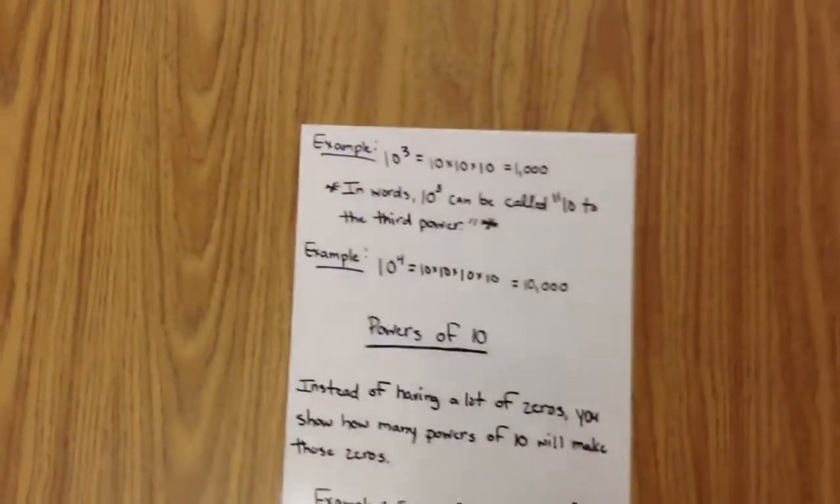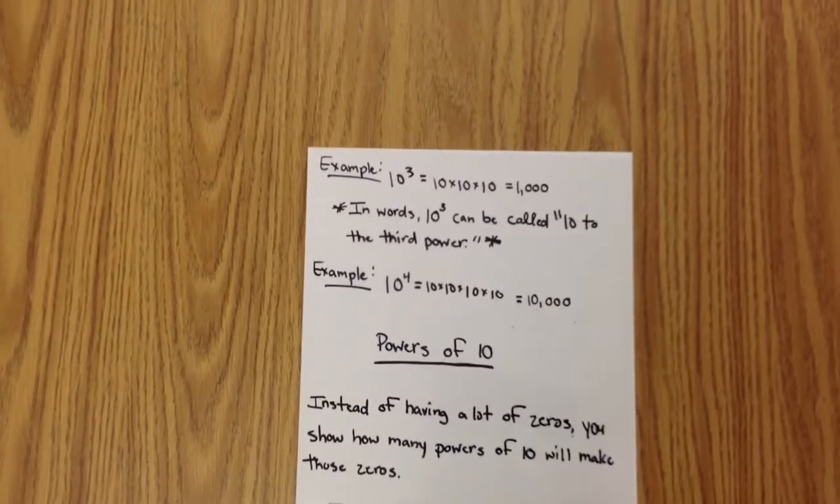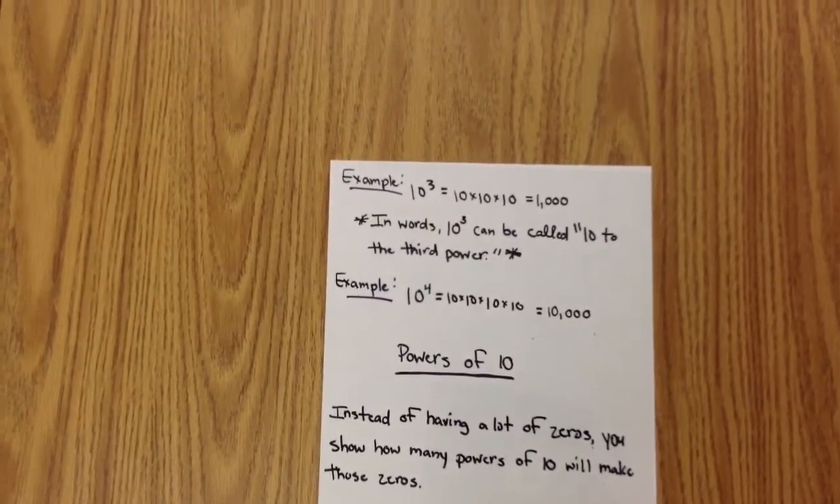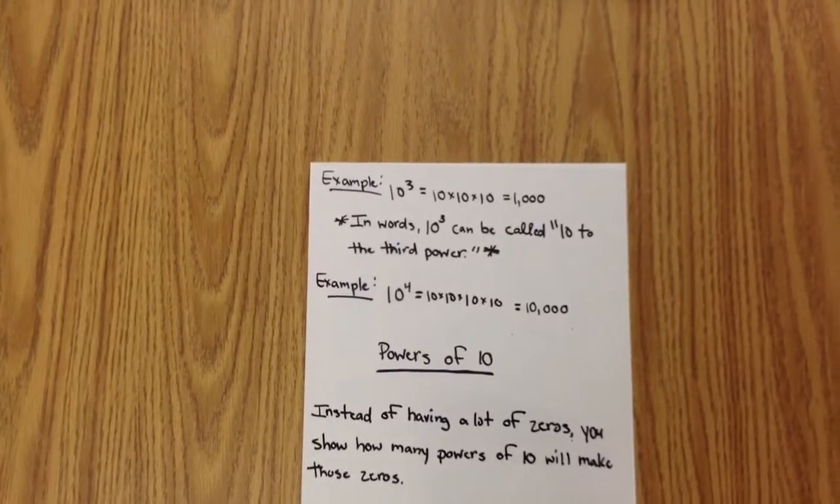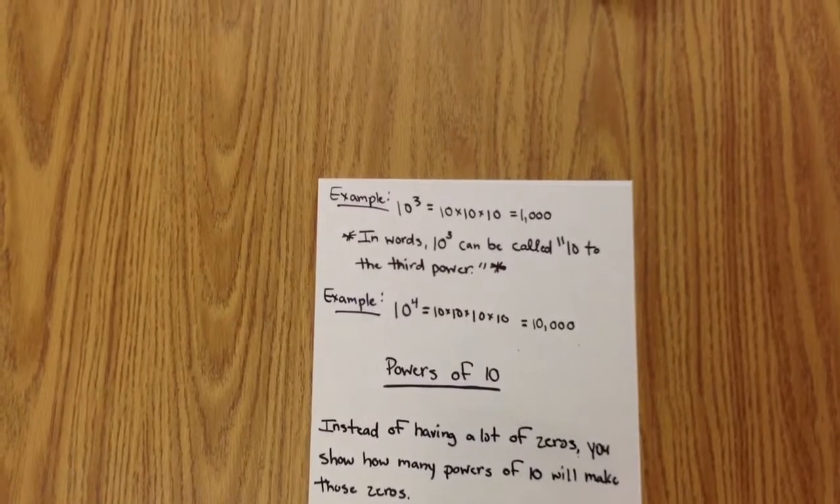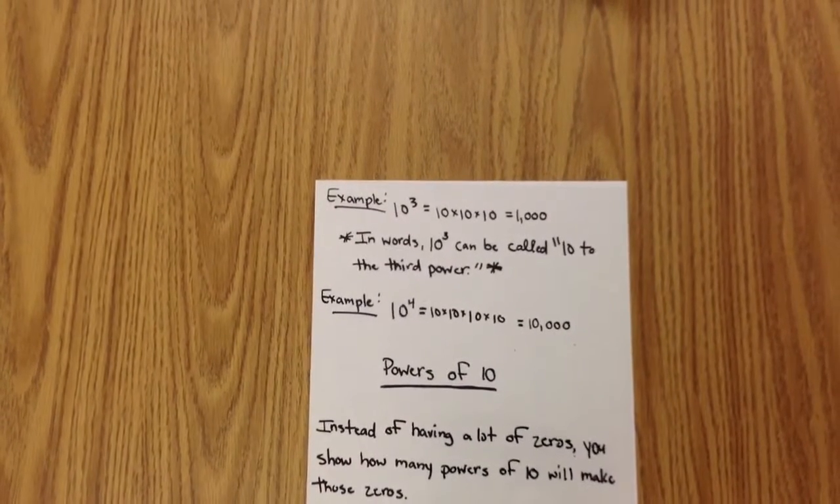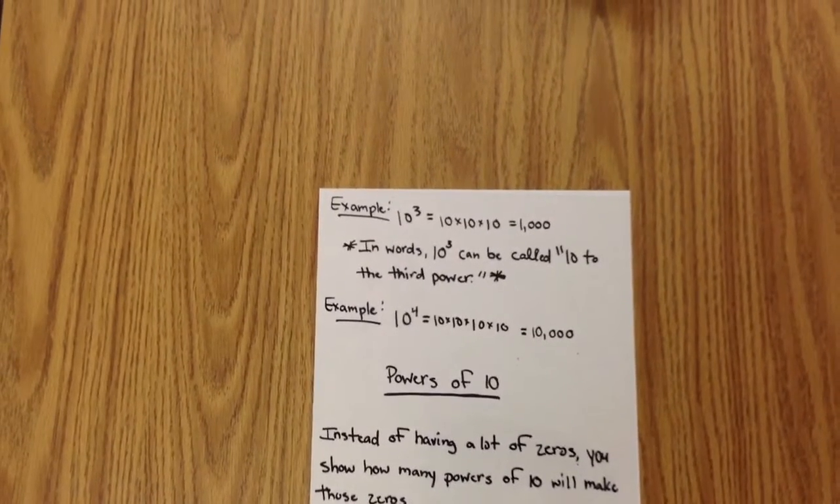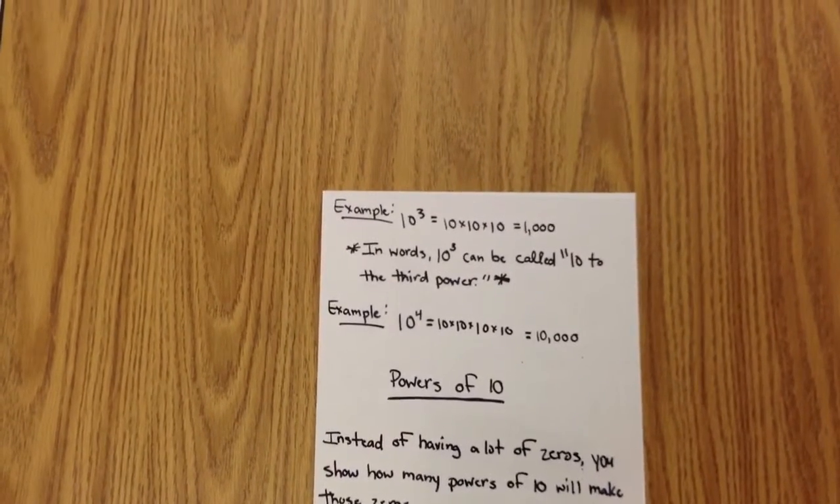Then we did another example. So we have 10 to the third power. The exponent tells us how many times we're going to multiply the base number. So the 3 tells us we're going to multiply 10 times 10 times 10. Notice there are 3 tens there. 10 times 10 times 10 is equal to 1,000.